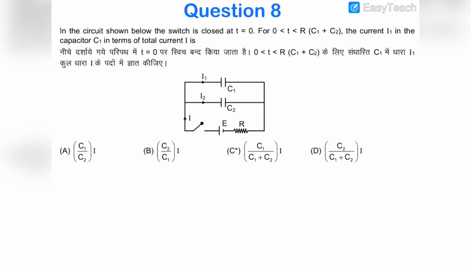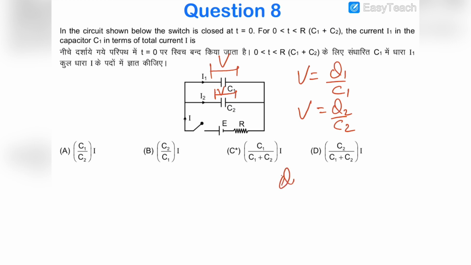So in this question, you can see that at t is equal to 0, switch is closed, and for time t which is less than R into C1 plus C2, the current in the capacitor C1 in terms of the total current I would be. Now obviously we know that there is no resistance in these two branches. So what we can say is that the potential of these capacitors would be same. Okay, and we know that V will be equal to Q1 by C1 and V is equal to Q2 by C2.